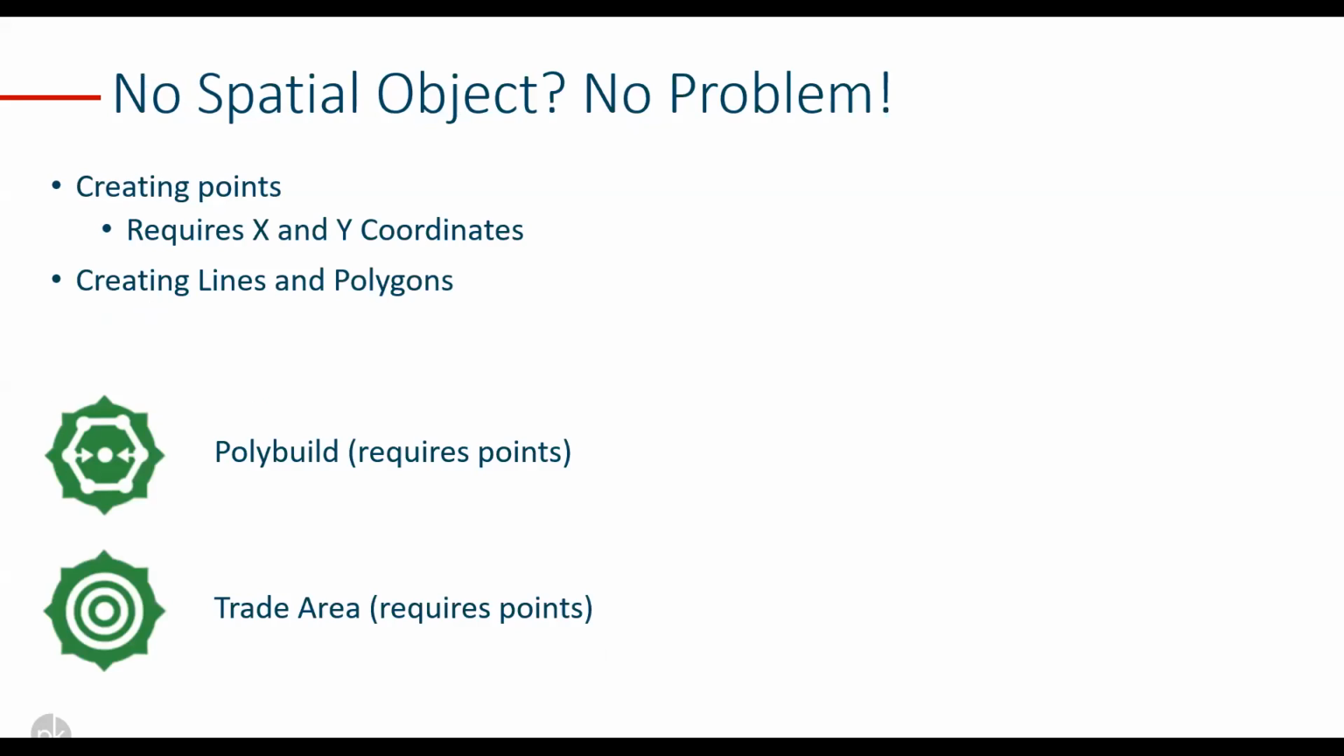If you don't have a spatial object, there's no problem. You can create a point through X and Y coordinates, and then through a series of other processes, which we won't really dive into today, you can create polygons and lines and things like that. So you have to have the X and Y coordinates of that object to start, which we'll go through in a second as well. There are 2 tools to do that. We have the poly build, which again requires those points. That's how we would build our own polygon. And then trade areas, which create concentric circles around a single point, and that's what we'll be specifically diving into today in my demo.